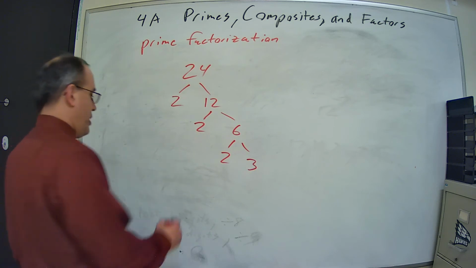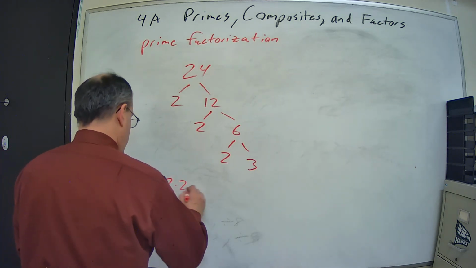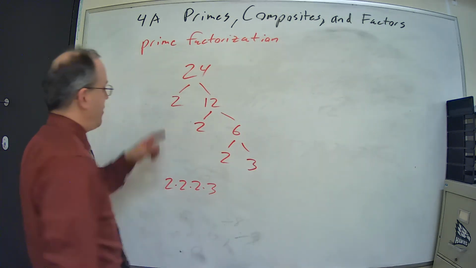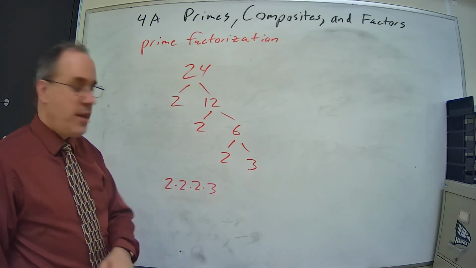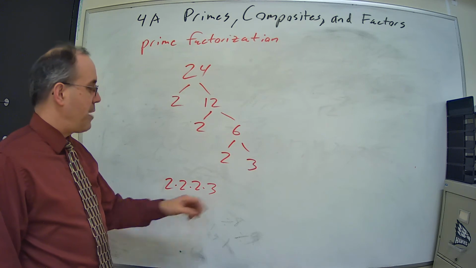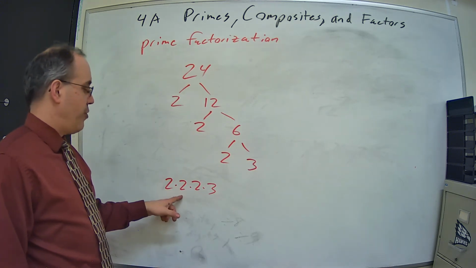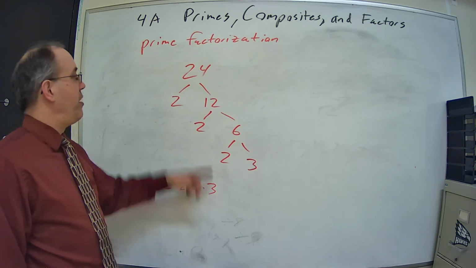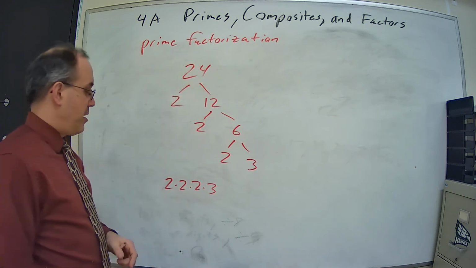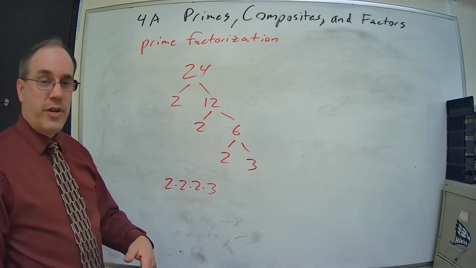Then we can say, well, that's 2 times 2 times 2 times 3, right? We divided out 2, we divided out 2, we divided out 2, we were left with 3. So 2 times 2 times 2 times 3, 2 times 2 is 4, times 2 is 8, times 3 is 24. So that gives us our prime factorization.